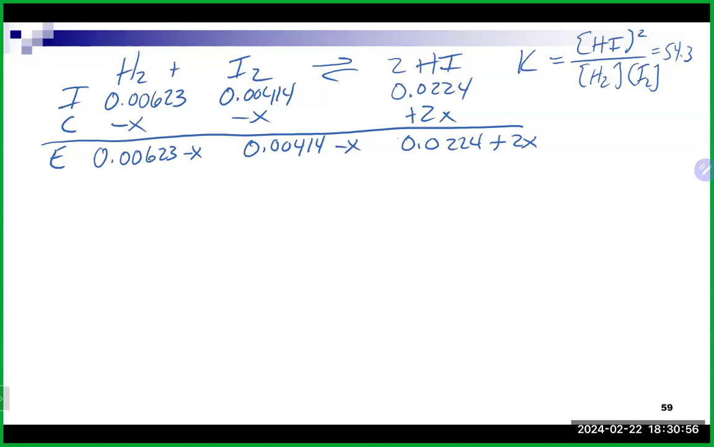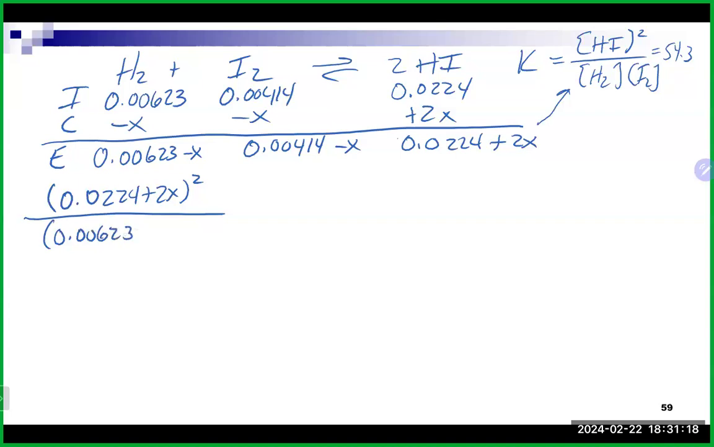A lot more numbers. Same deal is going to happen. We're going to take our equilibrium line basically and put it in here, and then start crying at that point, probably. Let's take a look. We got 0.0224 plus 2x. That's going to be squared, divided by 0.00623 minus x times 0.00414 minus x, and that's going to equal 54.3.